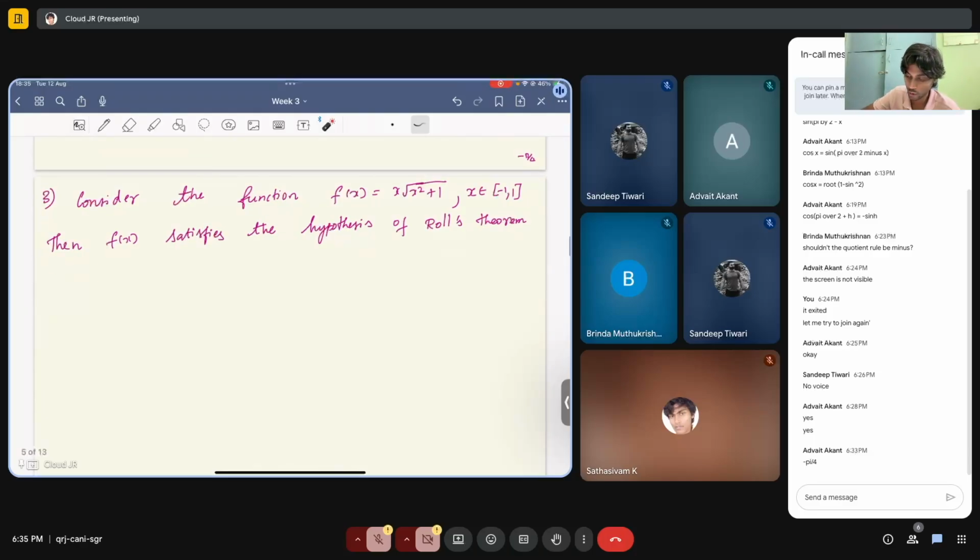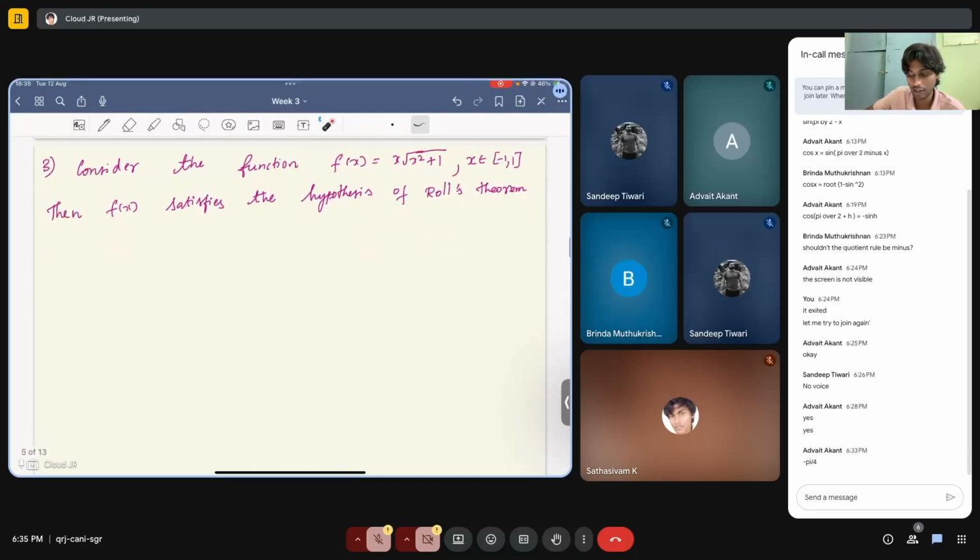Okay, so let's move on to the Rolle's theorem part. I hope you remember Rolle's theorem. We will go with the problems directly. Consider this function, x times the square root of x square plus 1, defined on minus 1 to 1. The question is whether this function satisfies the hypothesis of Rolle's theorem.